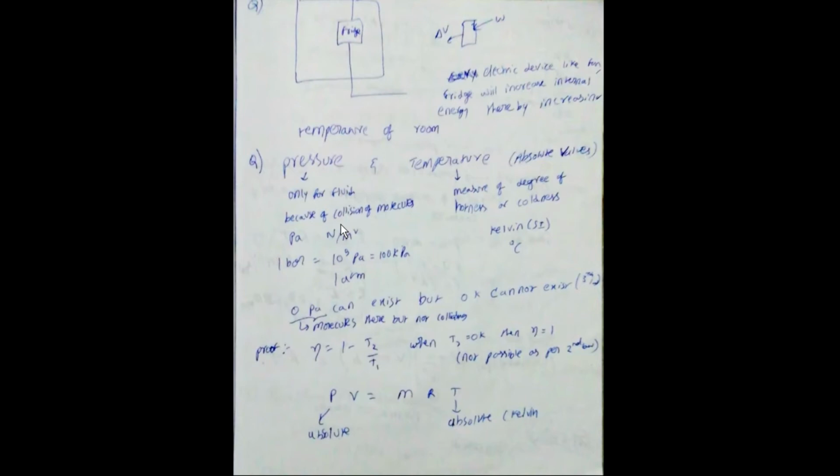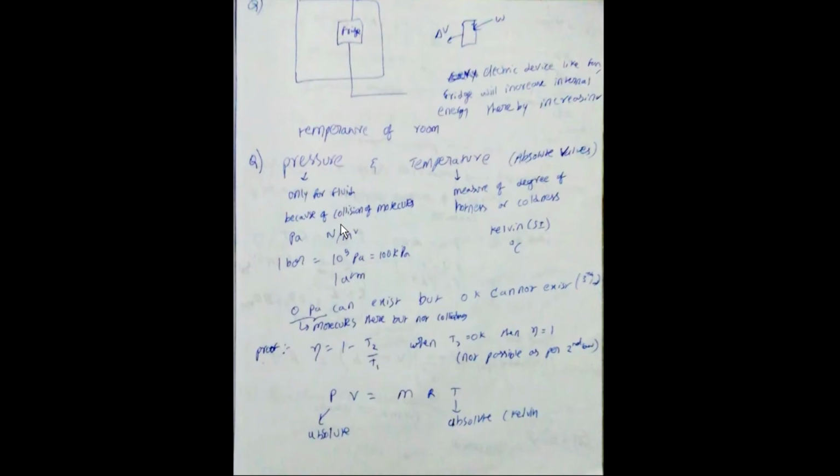Pressure and temperature are absolute values. Pressure exists only for fluid because of collision of molecules. Units are Pascal and Newton per meter square. 1 bar is equal to 10 power 5 Pascal, which is equal to 100 kilopascal, about 1 atmosphere. 0 Pascal can exist, but 0 Kelvin cannot exist. At 0 Pascal, molecules are there but do not collide.